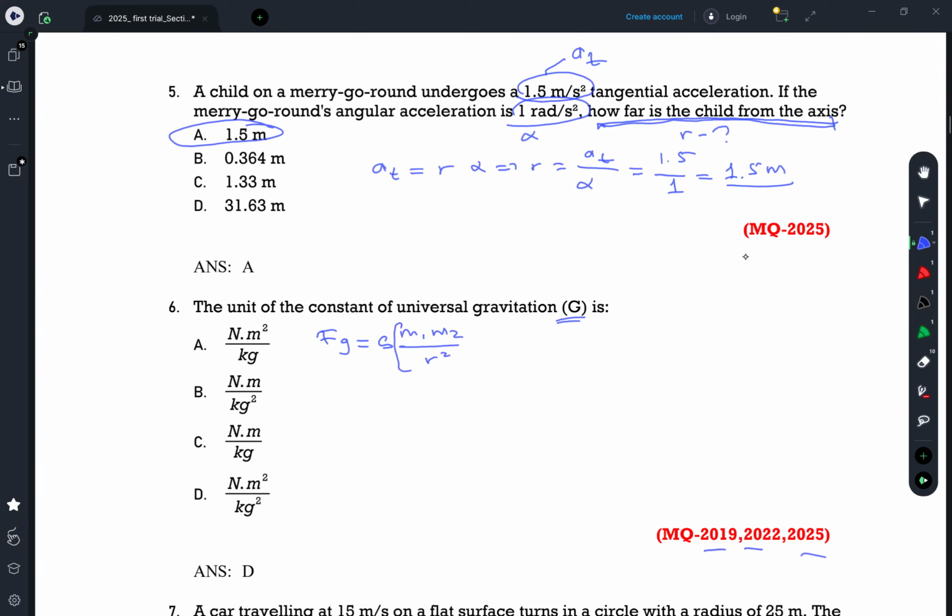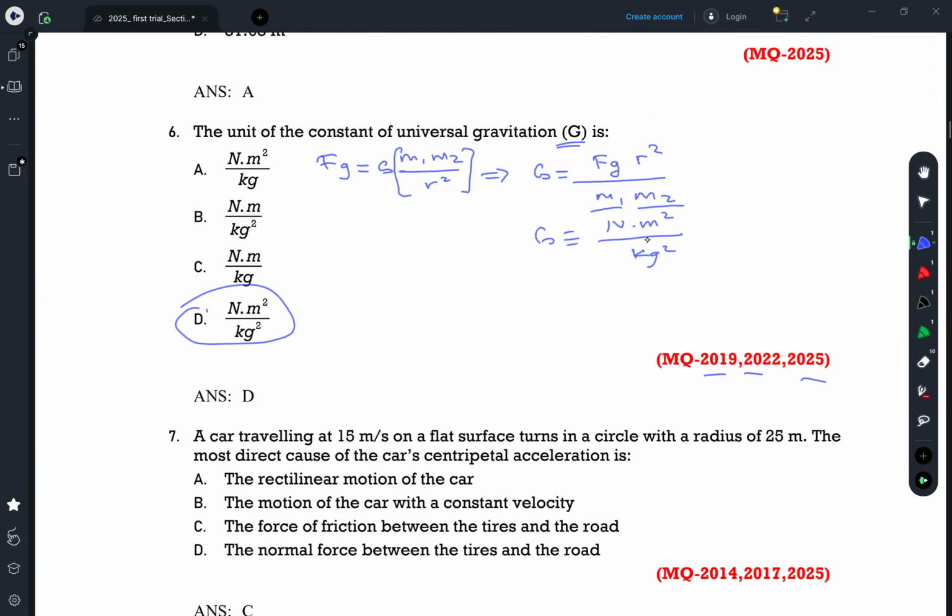So leave G alone, transfer M1, M2 over R squared to the left side by flipping. So capital G is going to be FG times R squared divided by M1 times M2. We know Fg is Newton, R is meter, meter squared, mass 1 kilogram, mass 2 kilogram, kilogram times kilogram, kilogram squared. So Newton meter squared per kilogram squared is D, the correct choice.